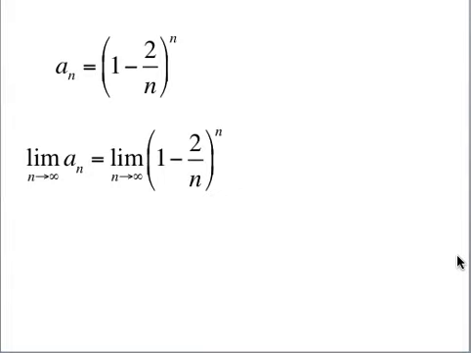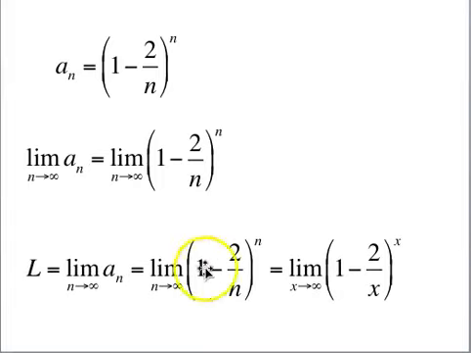Now I'm going to need to use logs, and I'm going to need to use L'Hopital, so we're going to make a few minor changes as we go along. First thing, I'm going to call this limit L. Let's take the limit as n goes to infinity of a sub n, call it L, which of course is the limit as n goes to infinity of (1 minus 2 over n) to the n.